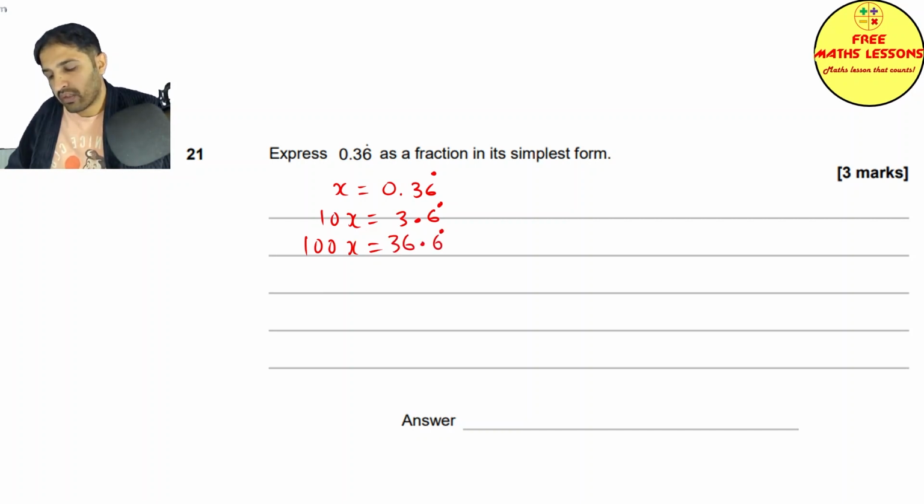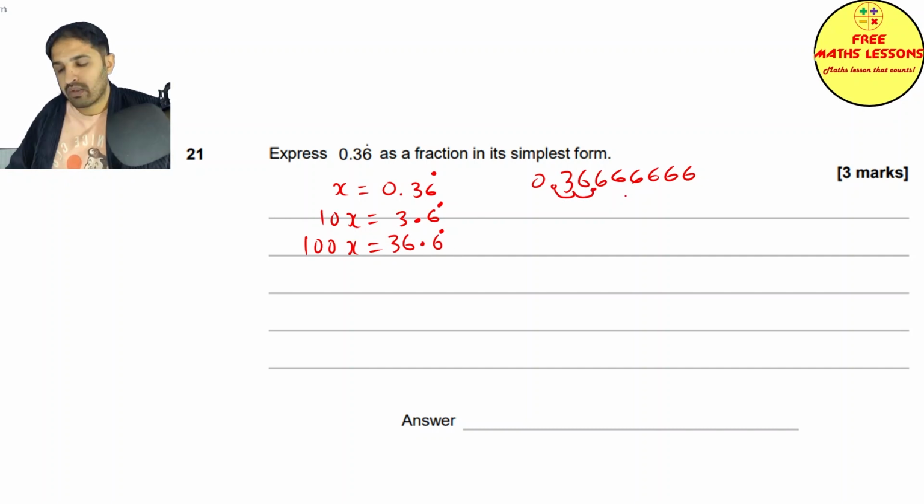reoccurring. Because remember, the dot on top of the 6 means there's an unlimited supply of 6s. So it's 3, 6, 6, 6, 6, 6, 6, 6. That's what that dot on top means. So when I multiply by 100, this thing is multiplied by 100. You're moving 2 places that way. So you get 36.6 reoccurring.